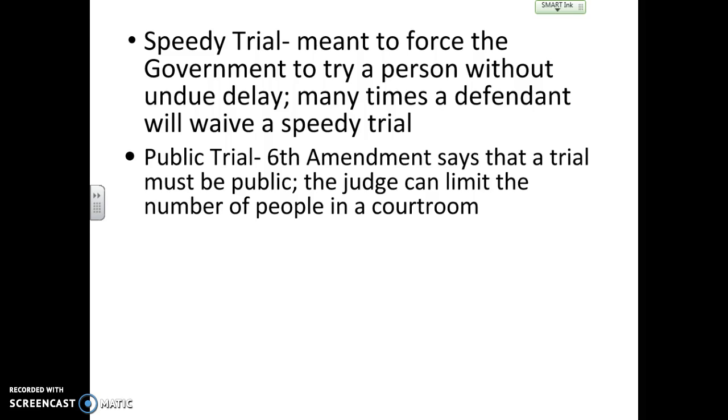Another part of the Sixth Amendment is the public trial, and the fact that a trial must be public. The judge has the power to limit people in the courtroom, but whenever there's a trial, the public can get into the trial.